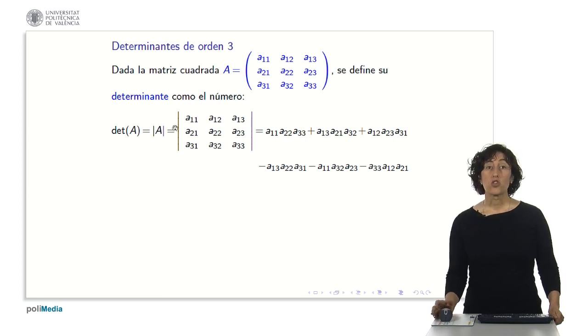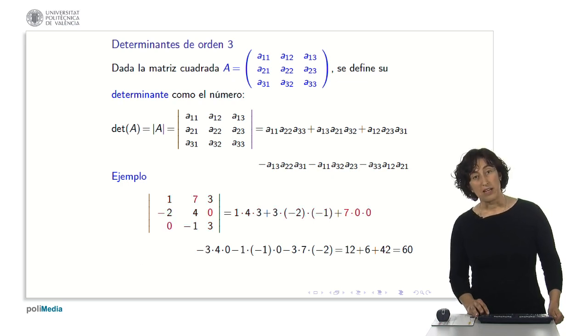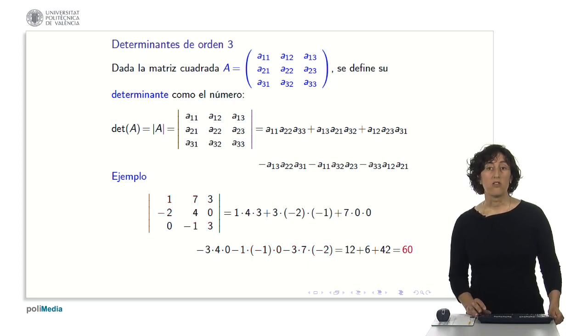As you can see, there are sums and subtractions of products of 3 elements, each one from a different row and column. For an example, we could calculate this determinant of the matrix 1, 7, 3, minus 2, 4, 0, 0, minus 1, 3. We multiply the main diagonal, the parallel, the other parallel, which have a positive sign. And now we subtract the product of 3 times 4 times 0, the secondary diagonal, minus 1 times 0 times 1, and minus 2 times 7 times 3. The result is 60, as you can see, a number as well.